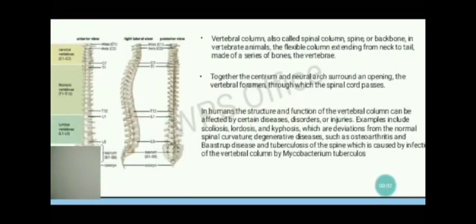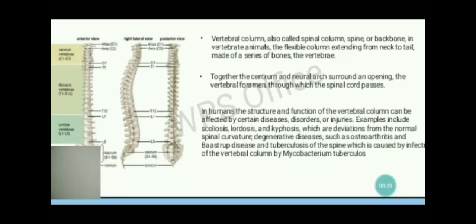So let's go to the spinal cord and the vertebral column. First, we will tackle the vertebral column. The vertebral column is also called the spinal column. It is also the spine or the backbone in vertebrate animals. It is the flexible column extending from neck to tail, made of a series of bones which are the vertebrae.